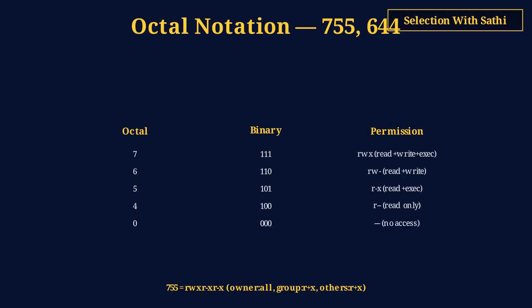755 is the standard for scripts and directories. 644 is standard for regular files. 777 gives everyone full access. This is almost never appropriate and is a security risk.